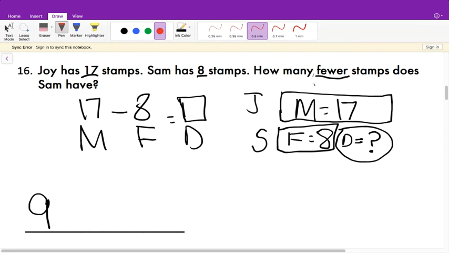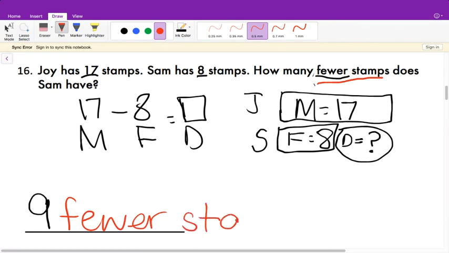Okay, so now I'm going to look for my label. I'm always looking after the words, how many. And this problem says how many fewer stamps. So I'm going to write 9 fewer stamps. Okay, so that's problem number 16. And now we'll move on to the last problem on this page of our practice test, problem number 17.